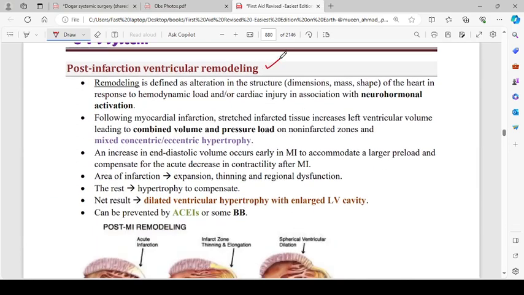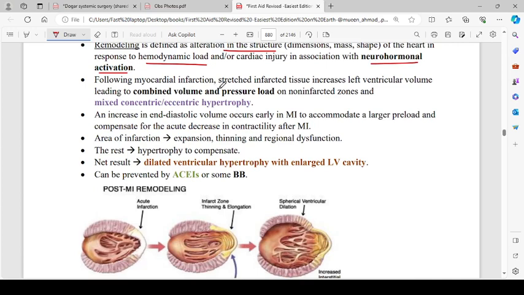Post-infarction ventricular remodeling. Remodeling is defined as an alteration in the structure, dimensions, mass, and shape of the heart in response to hemodynamic load and/or cardiac injury, in association with neurohormonal activation. Following myocardial infarction, stretched infarcted tissue increases left ventricular volume, leading to combined volume and pressure load on non-infarcted zones and mixed concentric and eccentric hypertrophy.